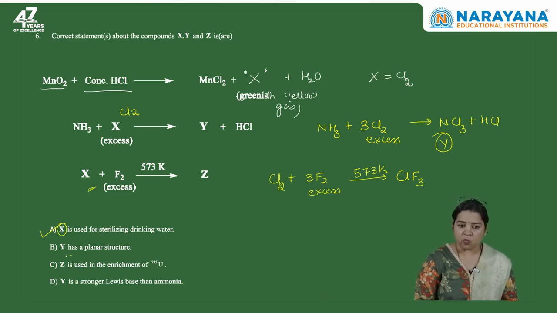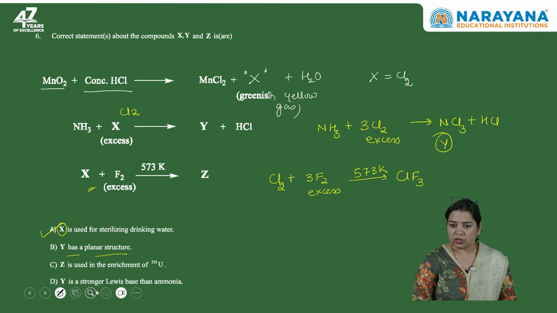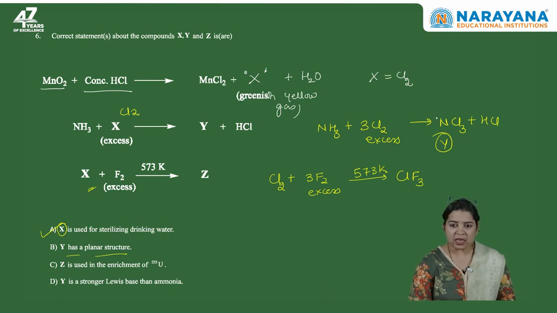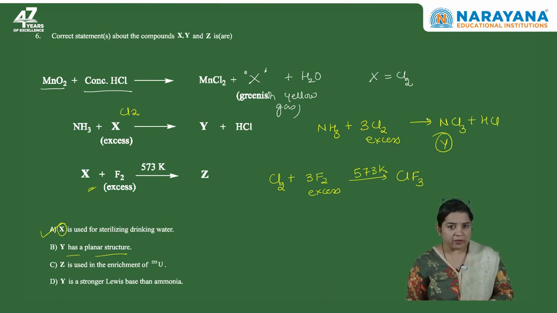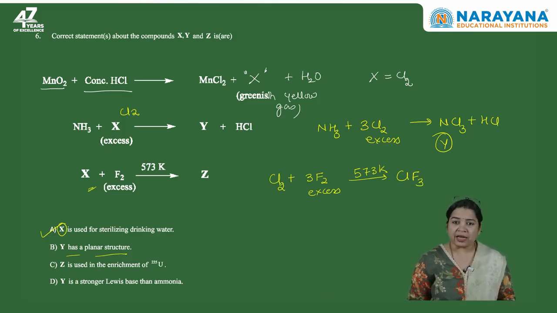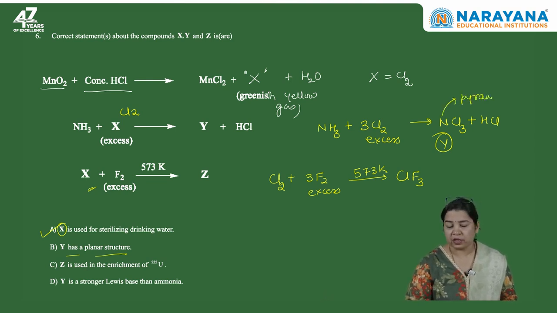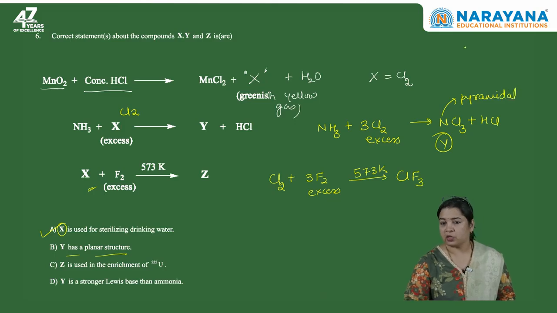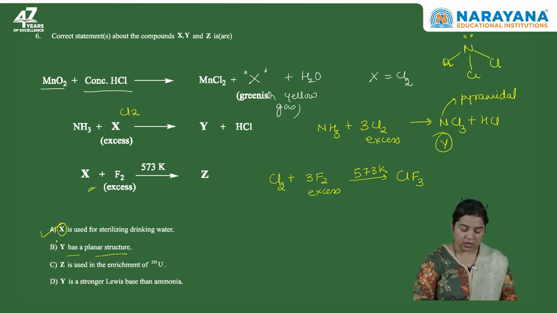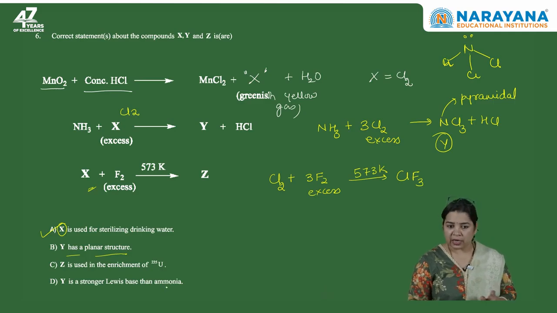Moving to the next, Y has a planar structure. Now if I see NCl3, it is pretty much like NF3 as sir has discussed, or NH3. Now it cannot be a planar structure. It is not a planar structure. It is going to be a pyramidal structure, correct? It is a pyramidal structure with the N lone pair, and instead of 3H, there will be 3 chlorines. So this statement is untrue and cannot be used.